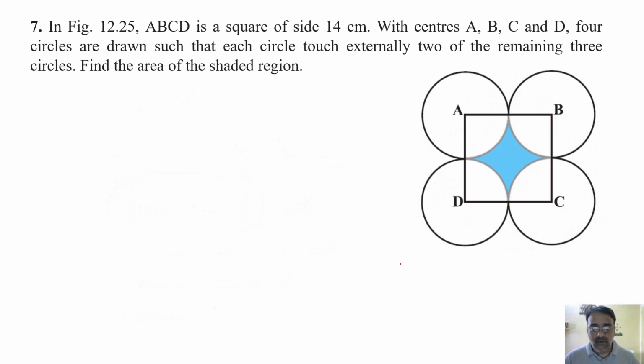No, sir. Right. Now we'll move towards question number 7. In figure 12.25, ABCD is a square of side 14 centimeter with centers A, B, C, and D. 4 circles are drawn such that each circle touches externally 2 of the remaining 3 circles. Find the area of the shaded region. So ये भी R हो जाएगा और ये भी R हो जाएगा. Okay. तो what is the side of square given?